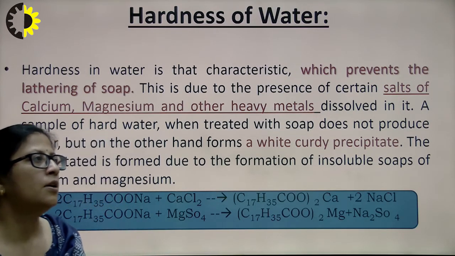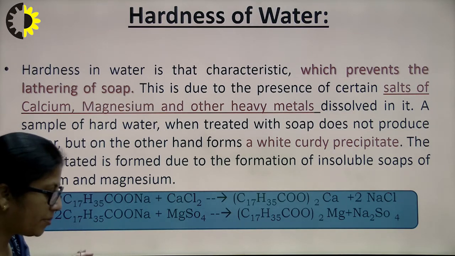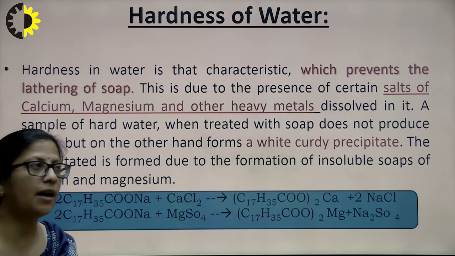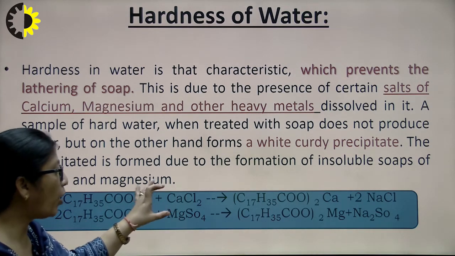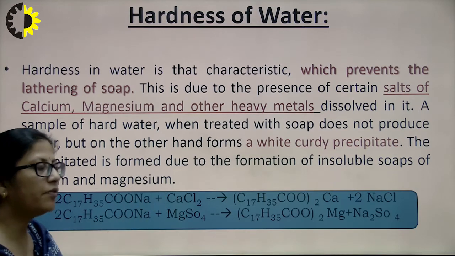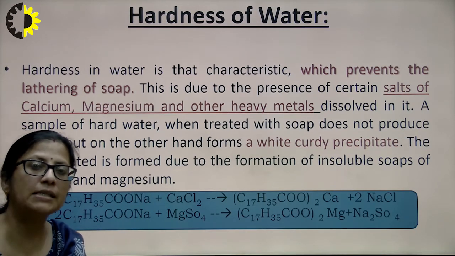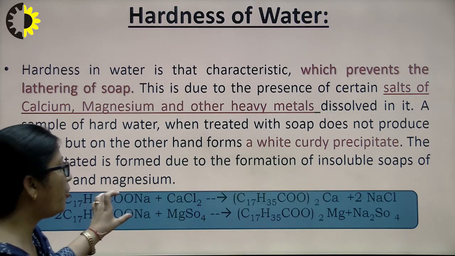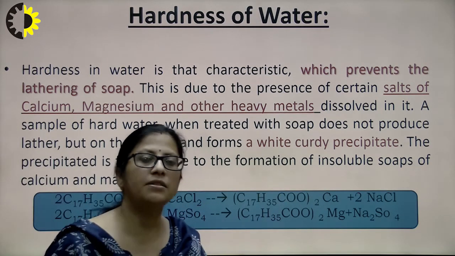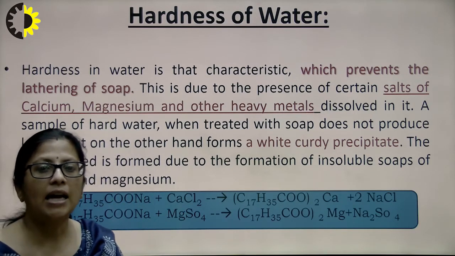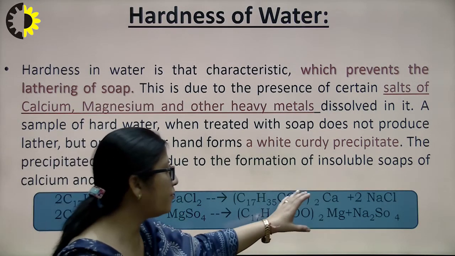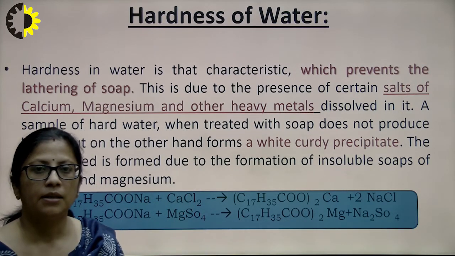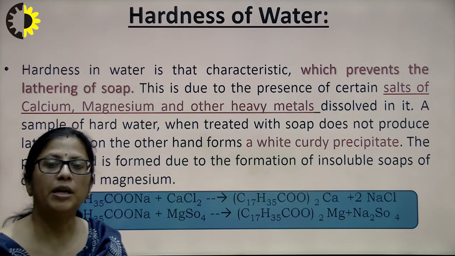So here, soap is sodium stearate, the sodium salts of long chain fatty acids, and when they react with water, if calcium, magnesium or heavy metals are present, then these metals react with soap to form calcium stearate and magnesium stearate, and these calcium and magnesium stearates occur in the form of precipitate. Therefore, the lathering of soap is prevented.